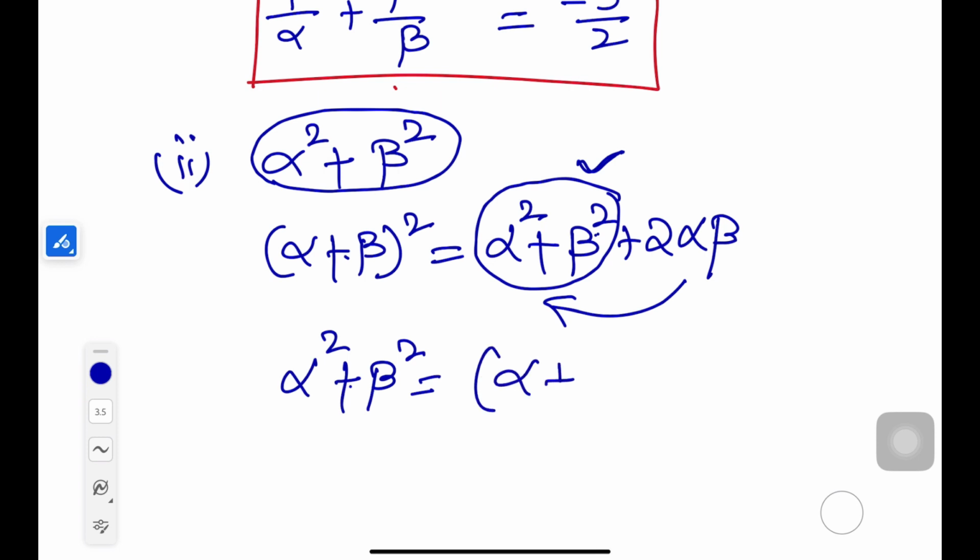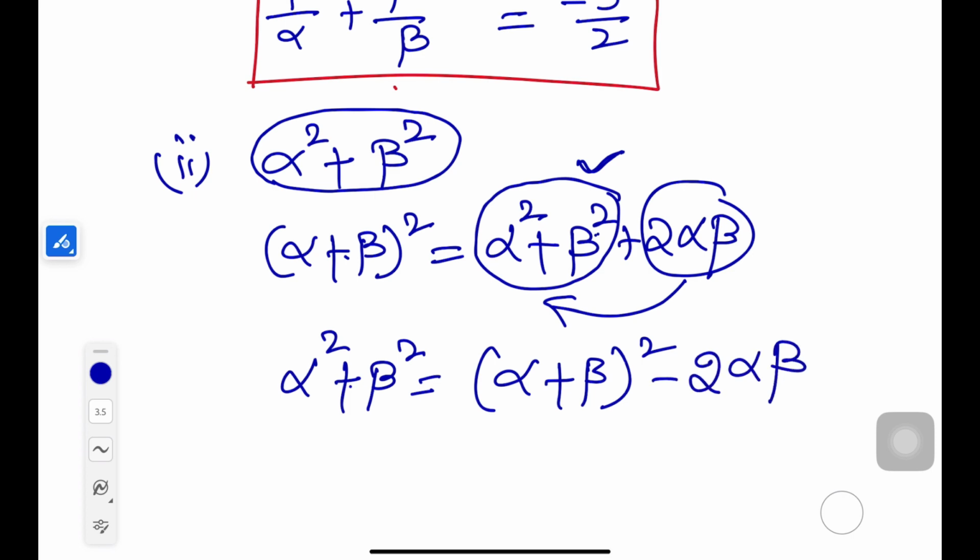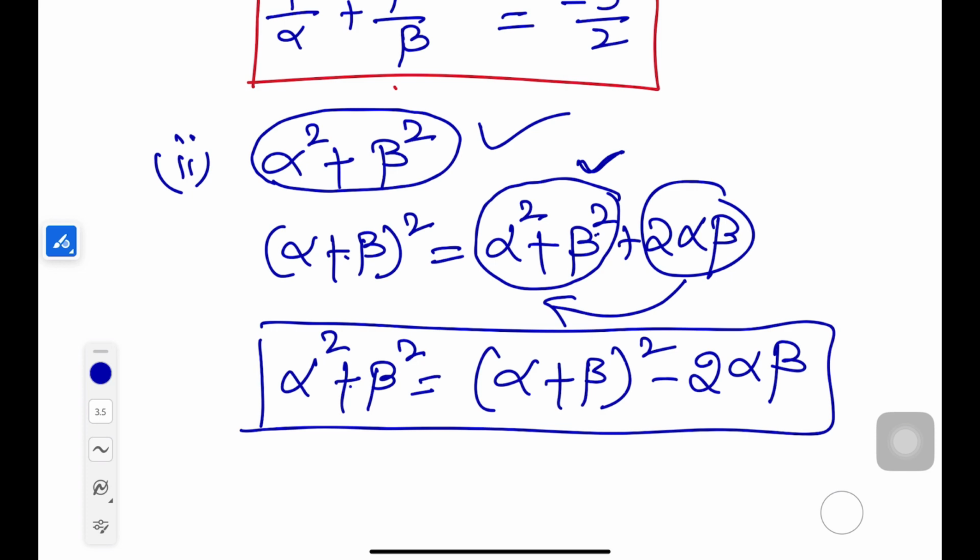I am writing (alpha + beta)². Transpose this. What is +2 alpha beta when transposed? It becomes -2 alpha beta. So whenever they ask you alpha square plus beta square, directly you can write alpha square plus beta square as (alpha + beta)² minus 2 alpha beta.